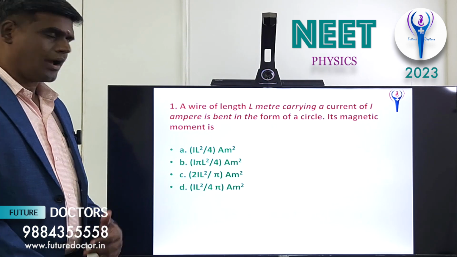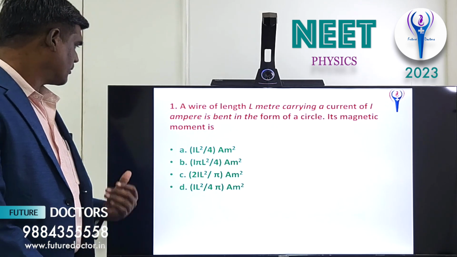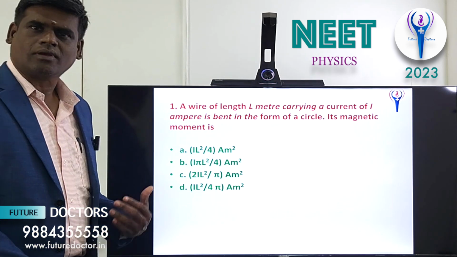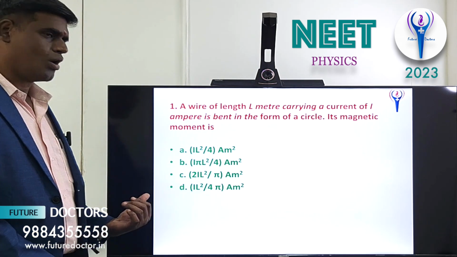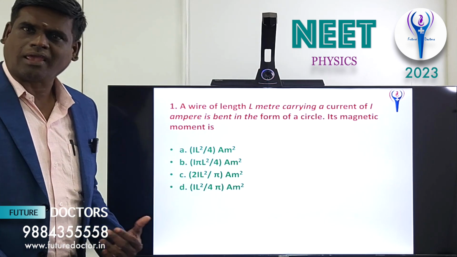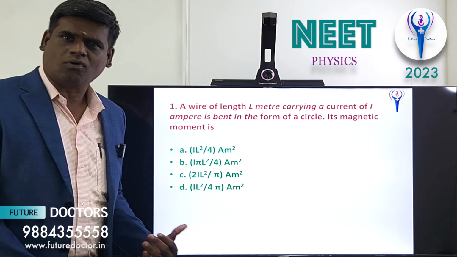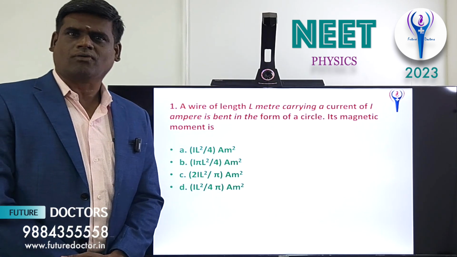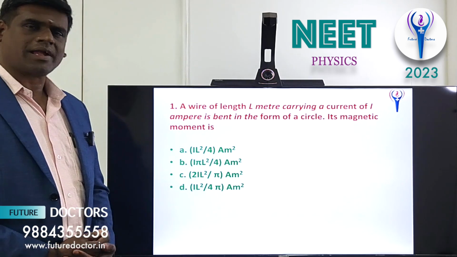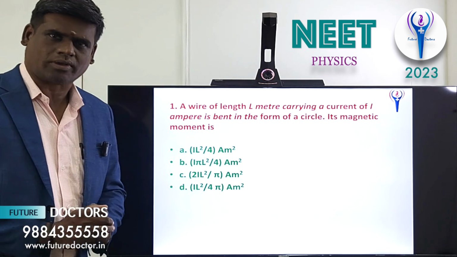Option A, I L square by 4 A m square. Option B, I pi L square by 4 A m square. Option C, 2 I L square by pi A m square. Option D, I L square by 4 pi A m square. What is A m square? A m square is the unit of magnetic moment, that is, ampere into meter square.